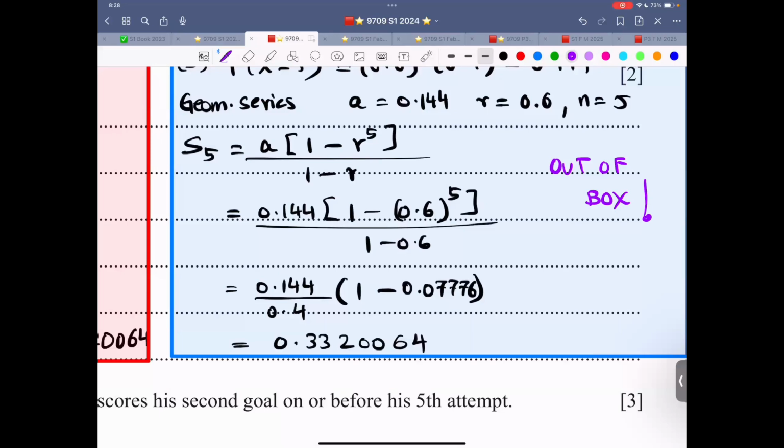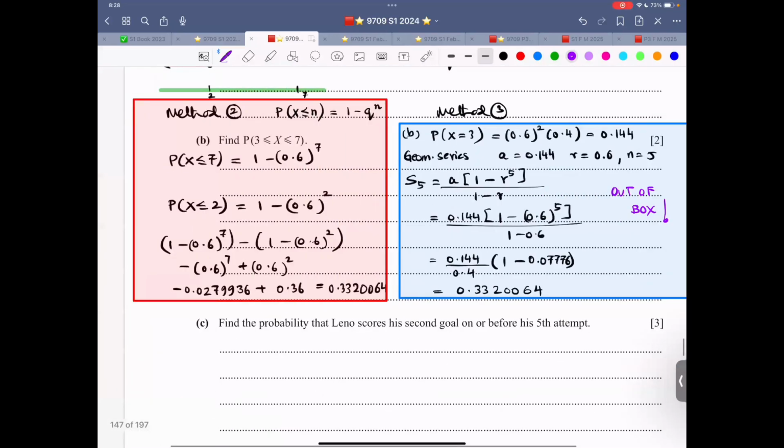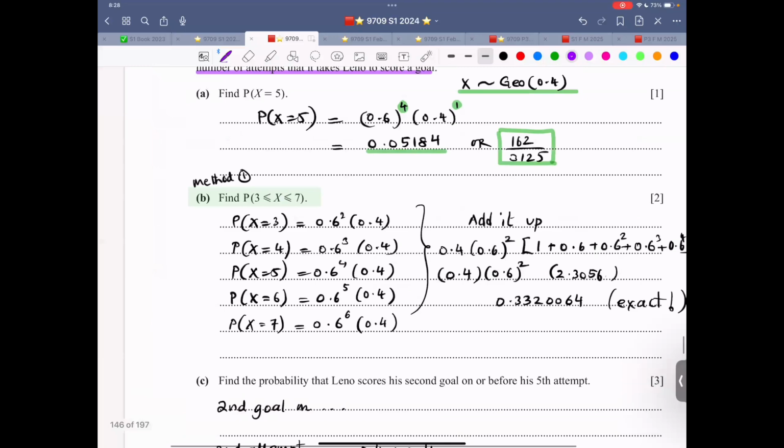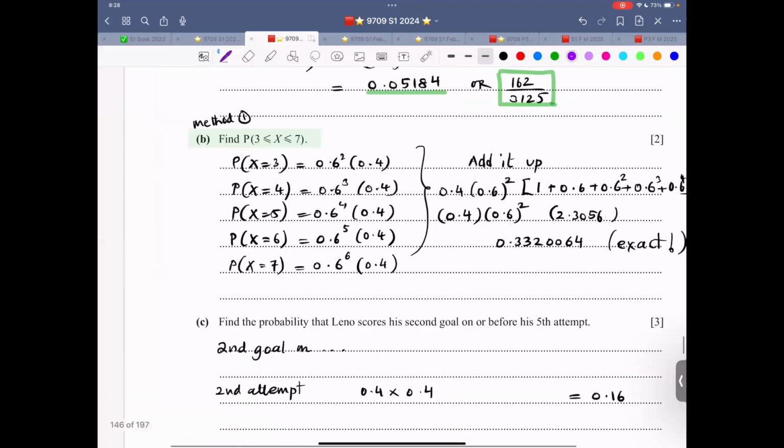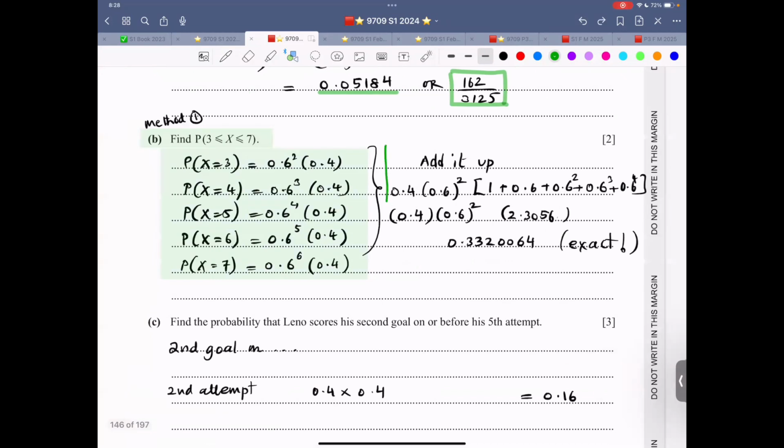So of course you can do it. I would prefer that you either use method 2 or you use method 1 over here. So these are the 2 different methods that are easiest to manage. So therefore just use this. And then we add it all up like this.